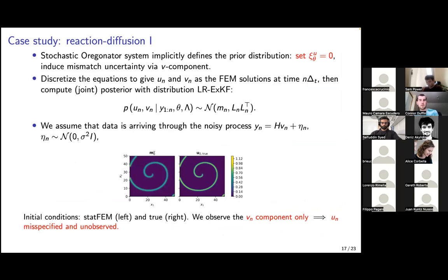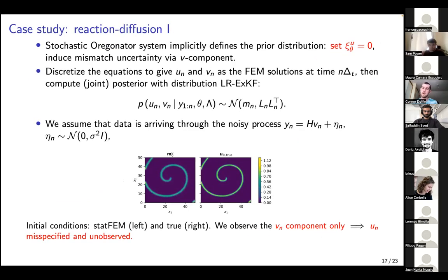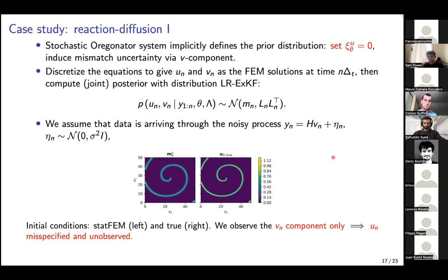So the stochastic Oregonator system, as I said at the start of the talk, implicitly defines a prior distribution. And we're going to assume that mismatch only occurs in the V component. This is just a modeling assumption, and mismatch can be induced on either or both components. We're going to compute this posterior distribution over the discretized finite element solution via the low rank extended Kalman filter, and again assume that data is arriving via the same observation process.